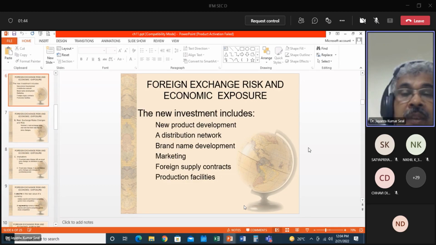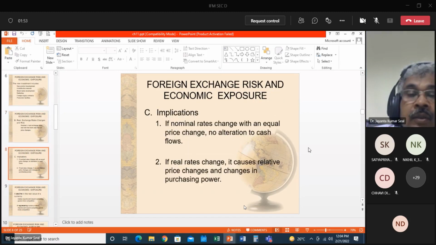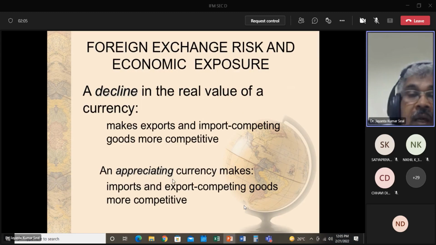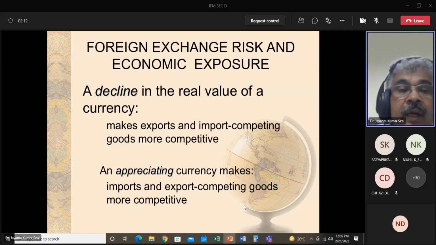Anyway, let me just tell you this thing. Nominal and real exchange rate, I think we have done. So if nominal rates change with an equal price change, no alteration to cash flows, that also we have done. So we'll be doing from slide number 9. So can you see the slide? Yes, sir. So this we discussed, starting from this.